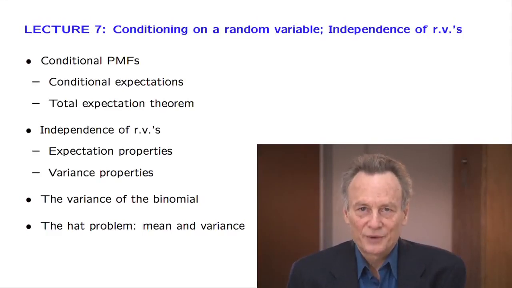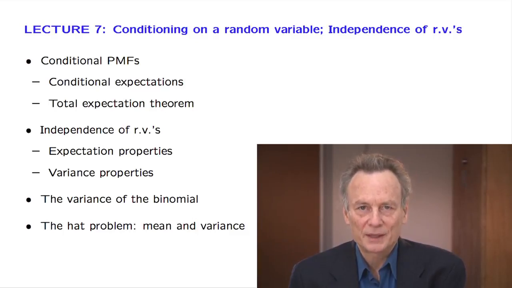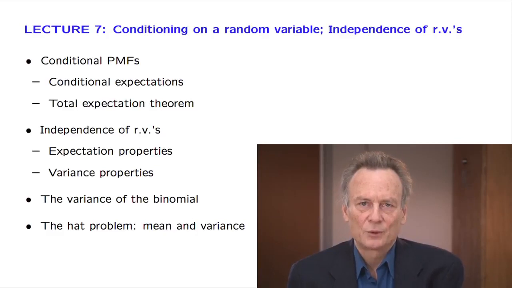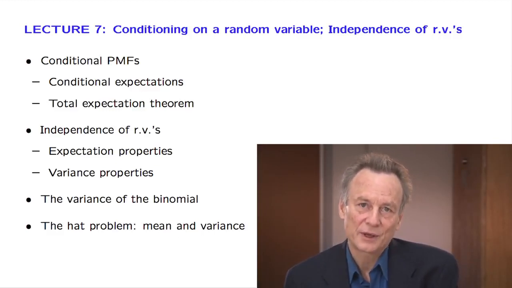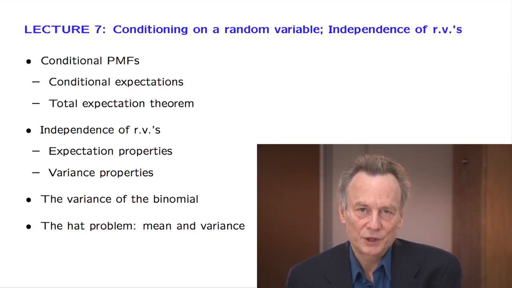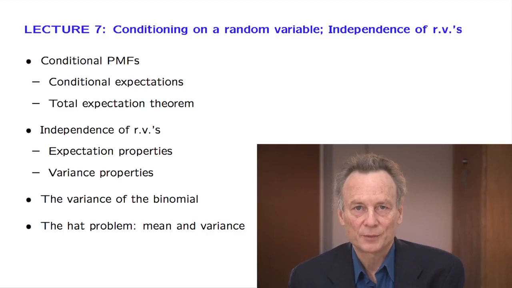In this last lecture of this unit, we continue with some of our earlier themes and then introduce one new notion, the notion of independence of random variables. We will start by elaborating a bit more on the subject of conditional probability mass functions. We have already discussed the case where we condition a random variable on an event. Here, we will talk about conditioning a random variable on another random variable. And we will develop yet another version of the total probability and total expectation theorems.